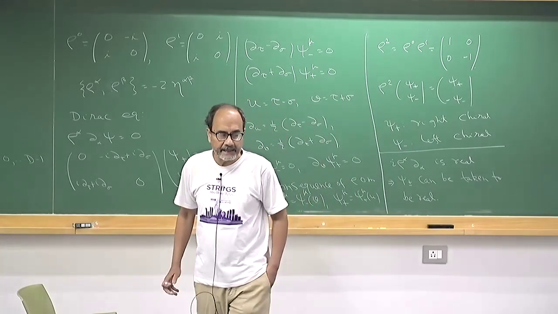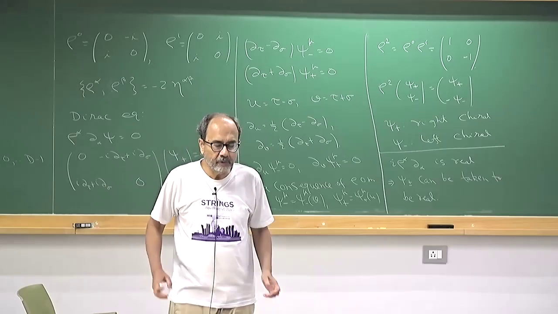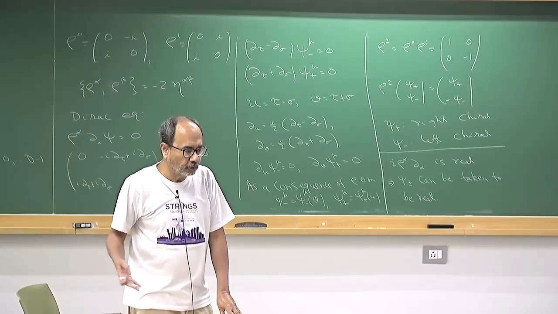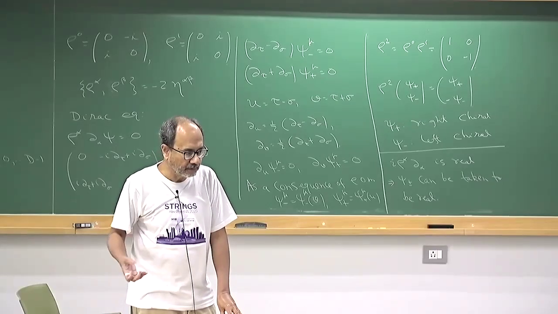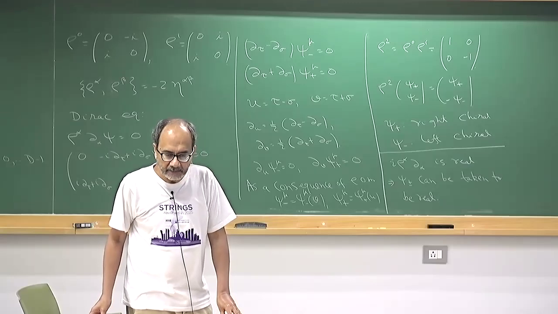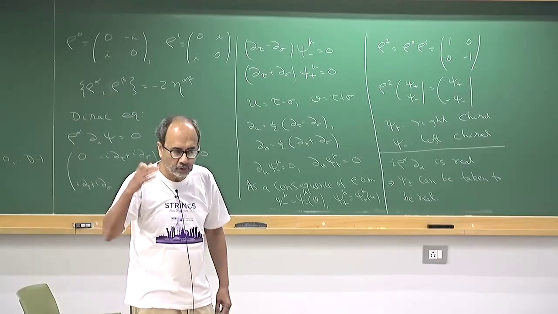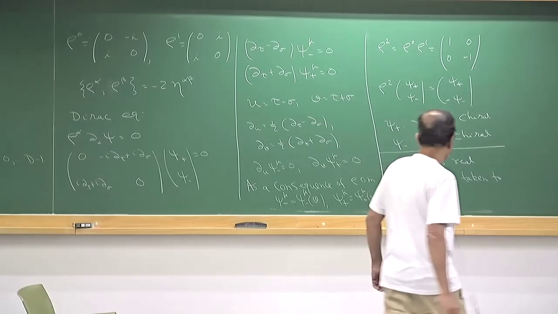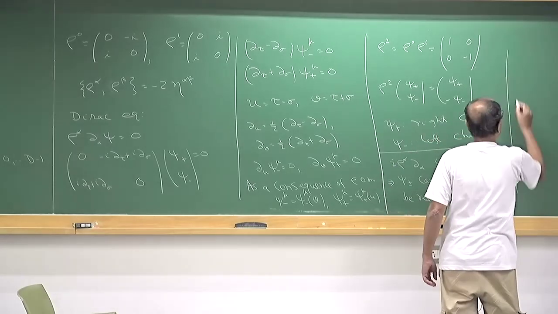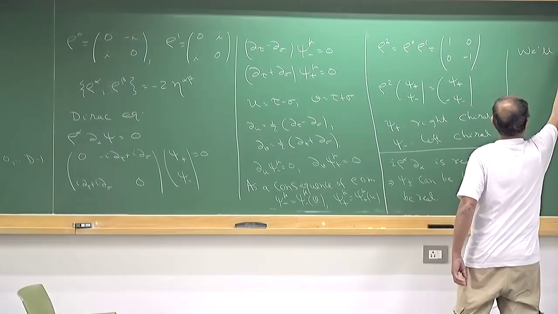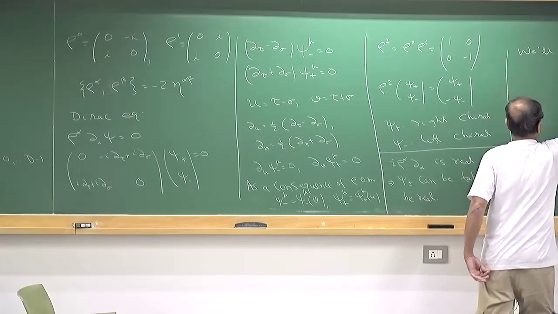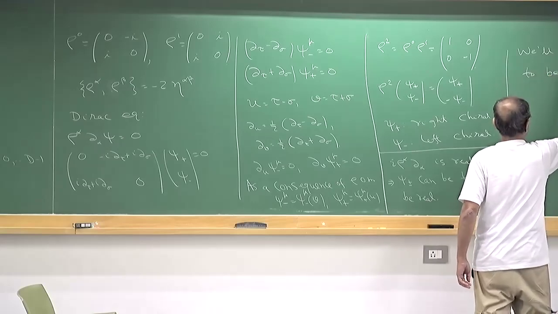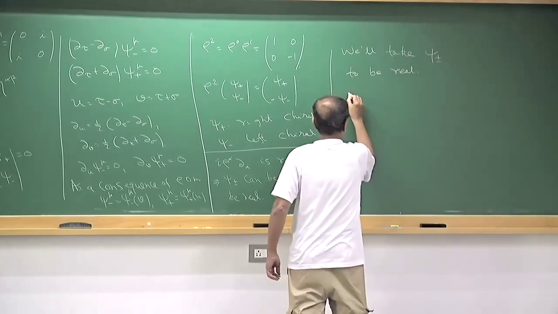And when I say it can be taken to be real, this means that if we start with an initial condition where psi plus and psi minus are real, then the equations of motion will keep them real. That's what is meant by saying that they can be taken to be real. The time evolution will not introduce complex numbers. So we'll take psi plus and psi minus to be real. So these are also Majorana form.